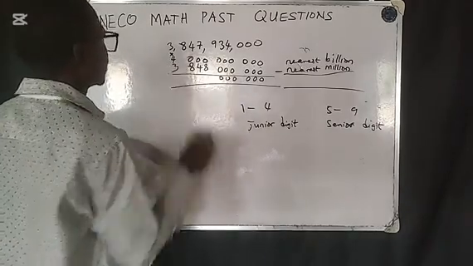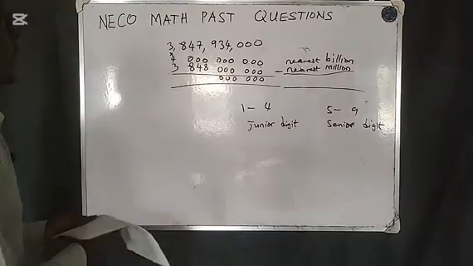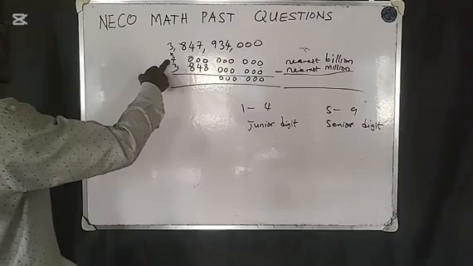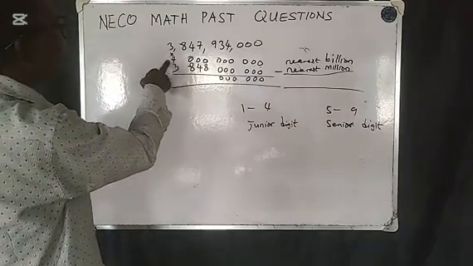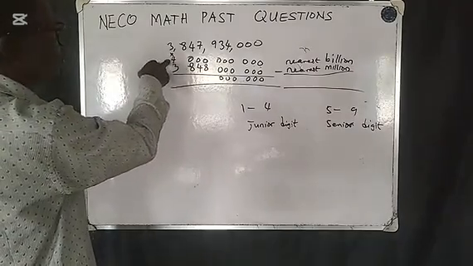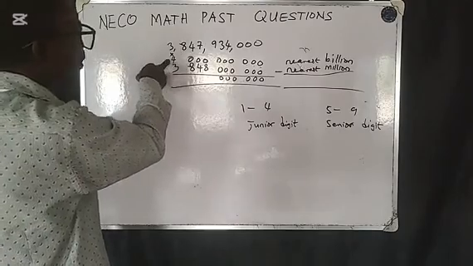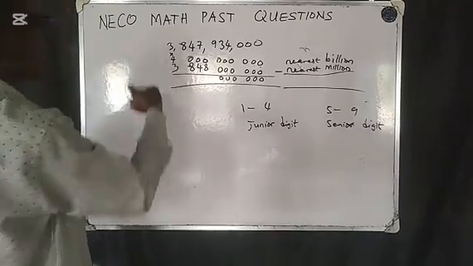Why does this one remain 3? This one remains 4. Yes, this one is 4 because we rounded it up to the nearest billion. Why is this one 3?